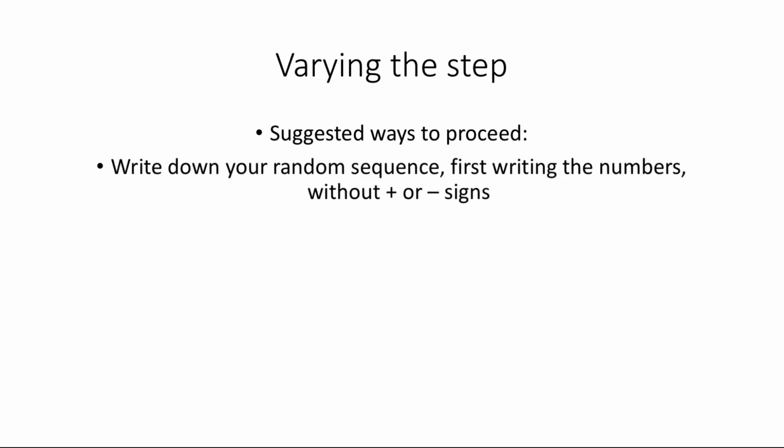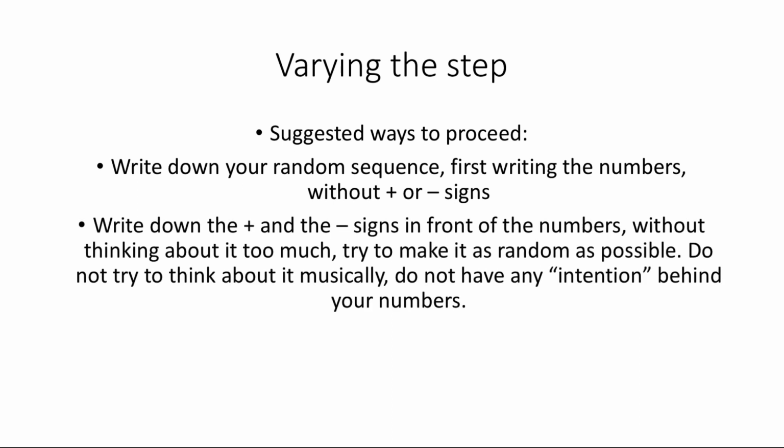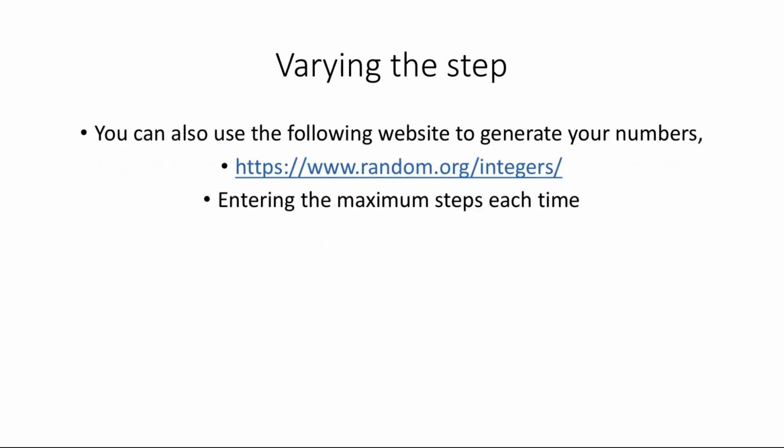I suggest you proceed as follows. Write down your random sequence, first writing the numbers without plus or minus signs. Then write down the plus and the minus signs in front of the numbers without thinking about it too much. Try to make it as random as possible. Do not try to think about it musically. Do not have any intention behind your numbers. You can also use the following website to generate your numbers, entering the maximum steps each time.